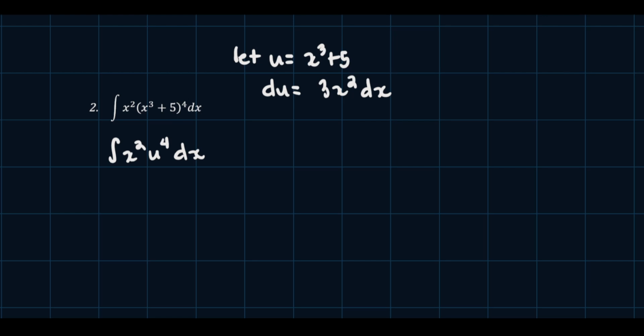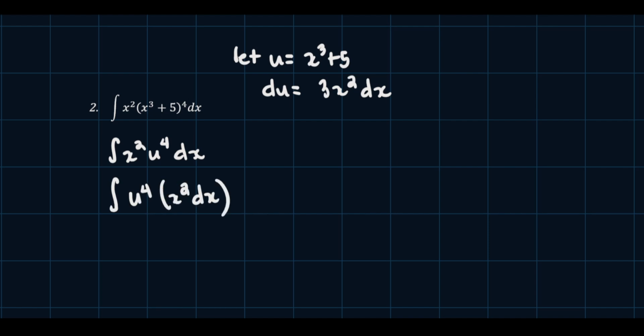Okay, this one involves an additional step kasi hindi katulad do sa previous example natin na directly masasubstitute natin yung value ng du. Dito, hindi kasi wala tayong 3x squared dx dun sa ating integral. So, how do we do that? Well, note na sa integral natin, let me just rewrite this. U to the fourth, then x squared dx.